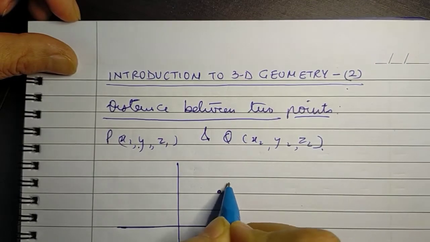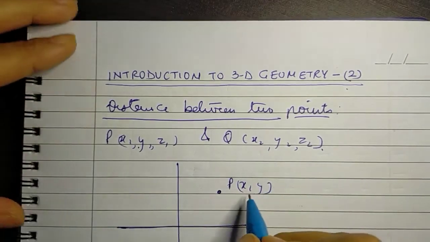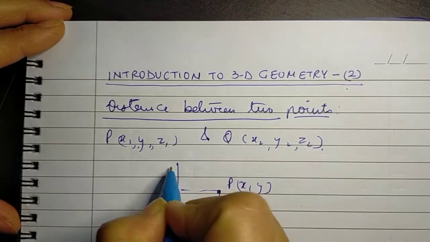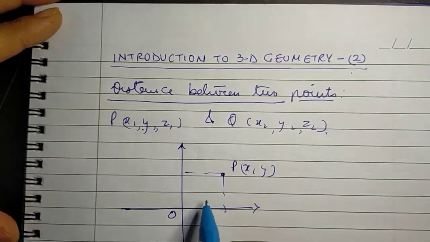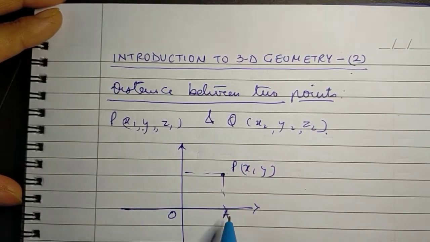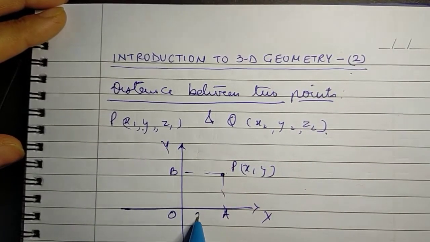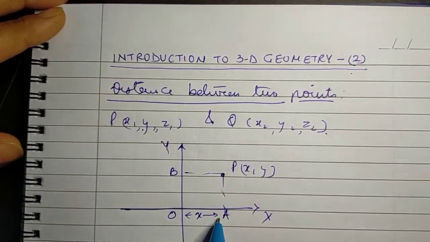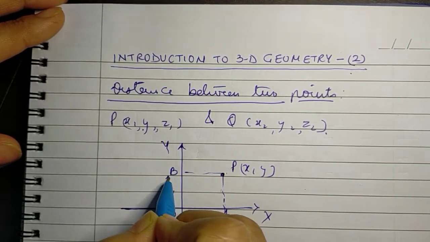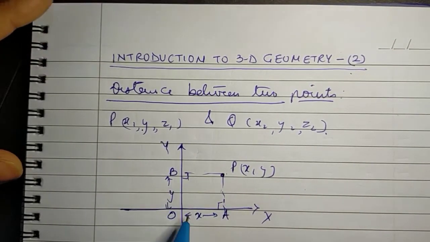As we have already seen earlier, the position of a point in a plane can be found out by two coordinates x comma y, which can be found out by dropping a perpendicular from the point onto the two axes, the x and the y axis. The intercept on the x axis is the x coordinate, and the intercept by that perpendicular on the y axis is the y coordinate.